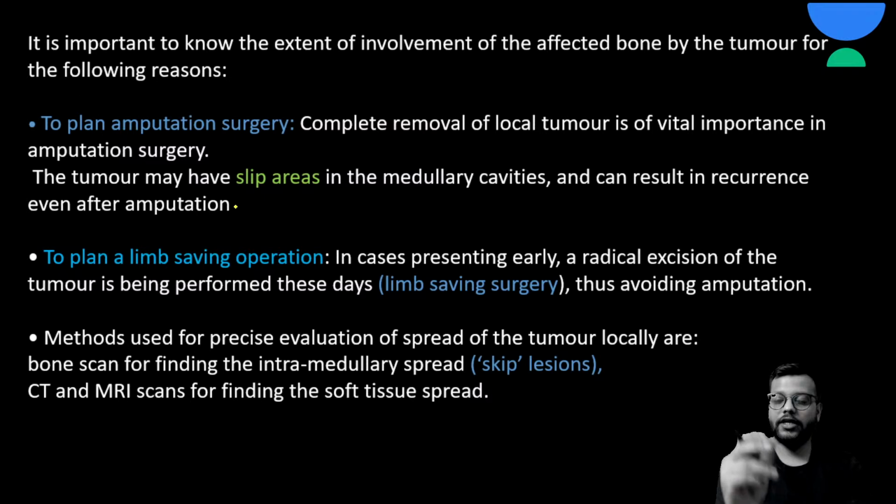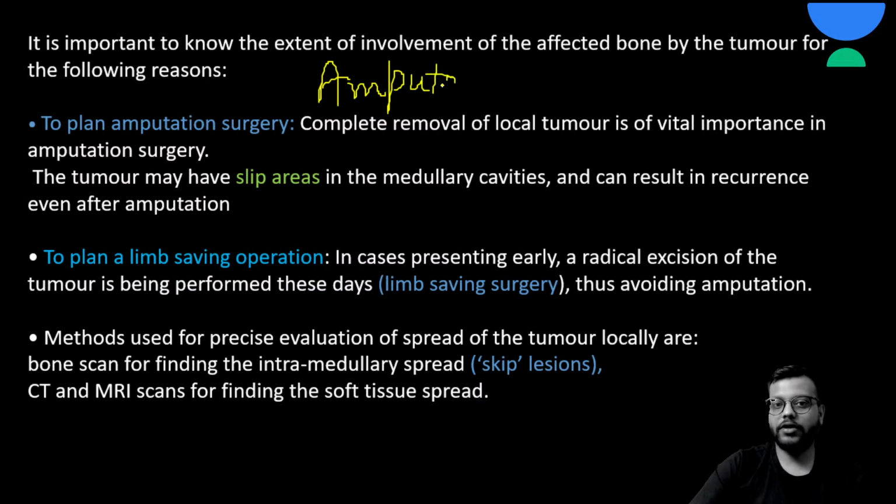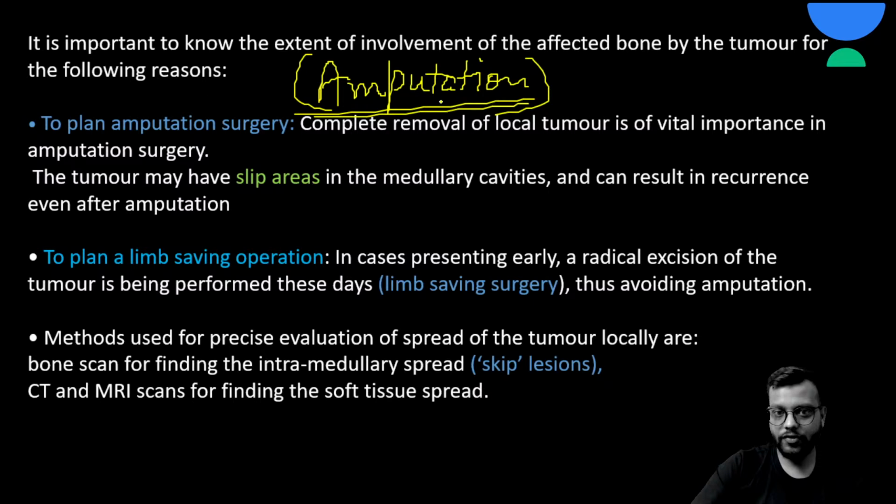Now, what is the treatment of choice? Treatment of choice is amputation. But nowadays, limb saving surgery आप कर सकते हो if you diagnose it in the early stage, and it is on the rise because with newer technologies, more and more early diagnosis of osteogenic sarcoma is happening.